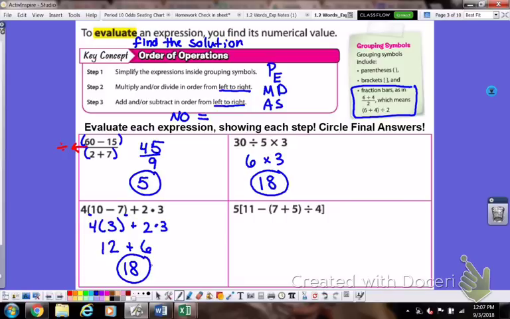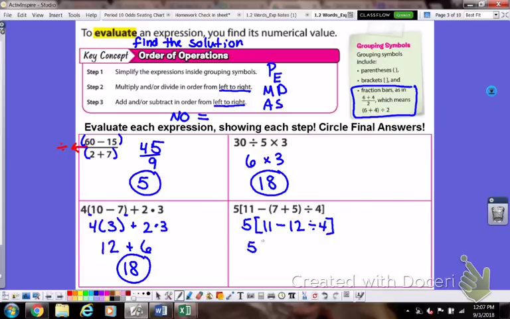5 times the quantity 11 minus the quantity 7 plus 5, divided by 4. We'll see multiple grouping symbols this time. When you see brackets and parentheses, you want to take care of your parentheses first. So innermost grouping symbols first. That gives us 5 times 11 minus 12 divided by 4. Close up that grouping symbol.